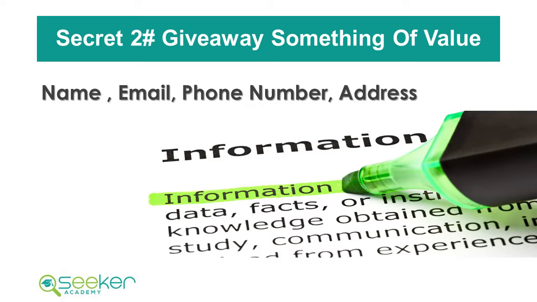So secret number 2, give away something of value. In the groups, you want to give away something of value. In exchange, you'll receive name, email, phone number, and address. Now, you're not going to receive name, email, phone number, address at the beginning, but the way you're going to set it up, you should be able to receive that type of information. You could give away digital or physical products. In my case, I give away ebooks, videos, magazines, newsletters.